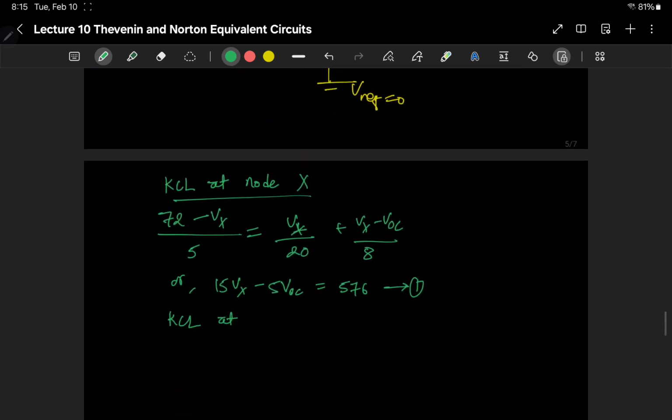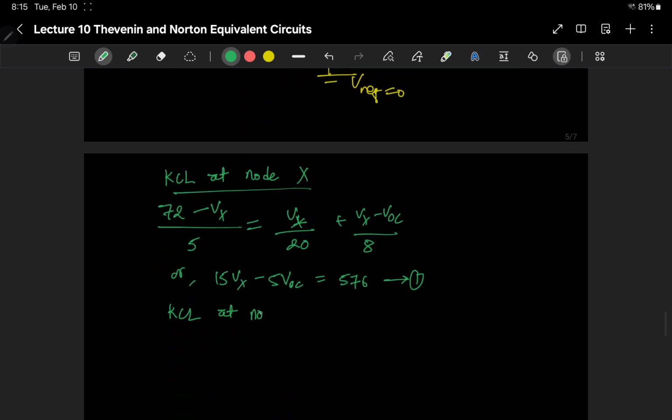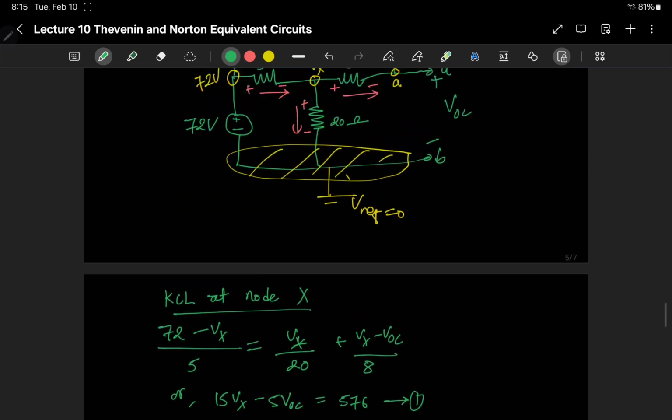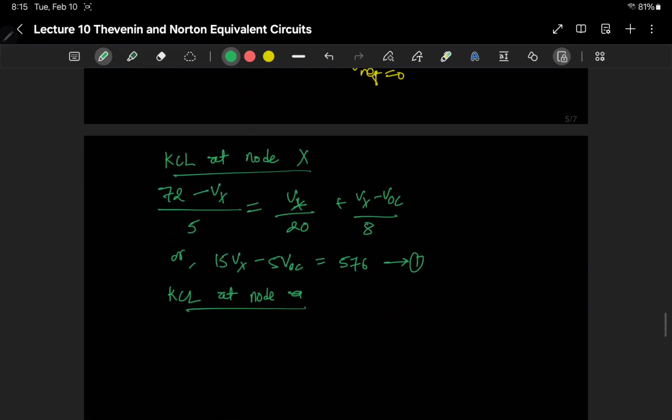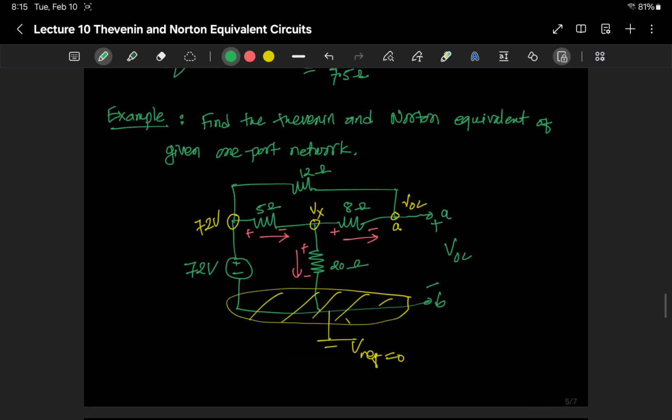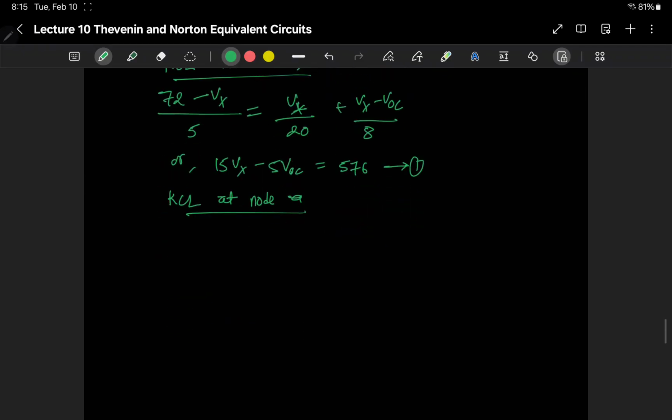So we can apply KCL at node A, and at node A, we have one current entering from here, and the other current entering is this one, right? If this is 72 and this is Voc, we have two currents entering. So let's write that: 72 minus Voc divided by 12 ohm, that is one current. Let's randomly assign the direction here too. That is one current entering, and then we have another current Vx minus Voc divided by 8. So both are entering the circuit, right?